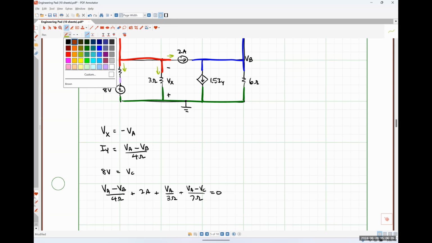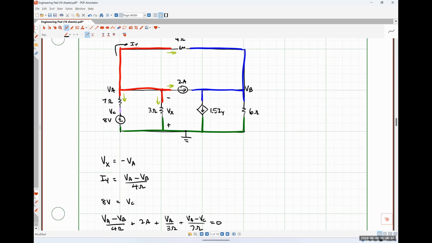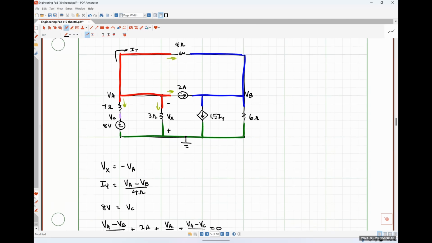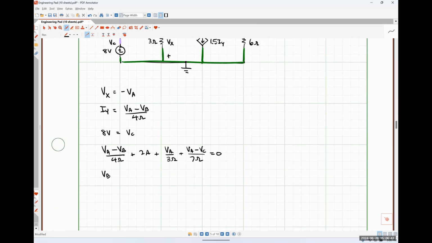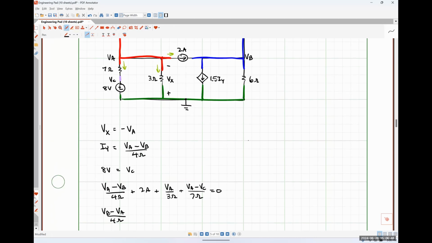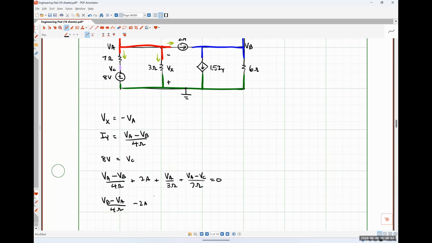For node B, I'm going to do something similar. So I'm going to have VB minus VA over 4 ohms, negative 2 amps, plus 1.5 IY. And lastly, VB over 6 ohms. Set this equal to 0, solve our system, and we should be able to get Vx and Iy from this information.